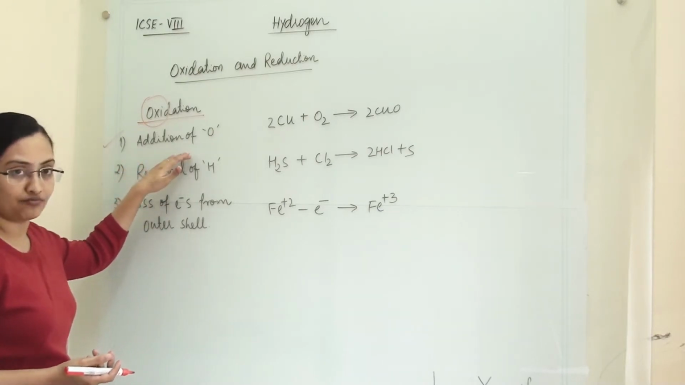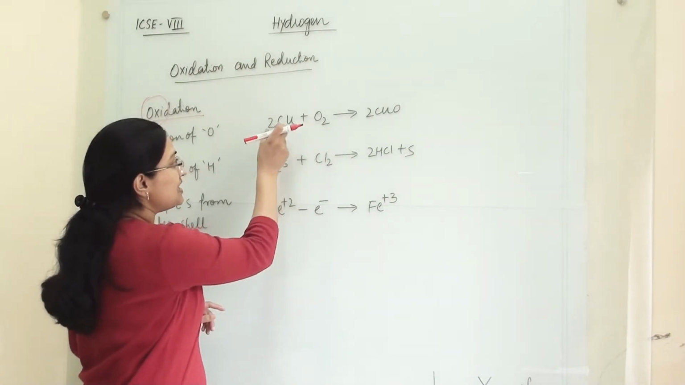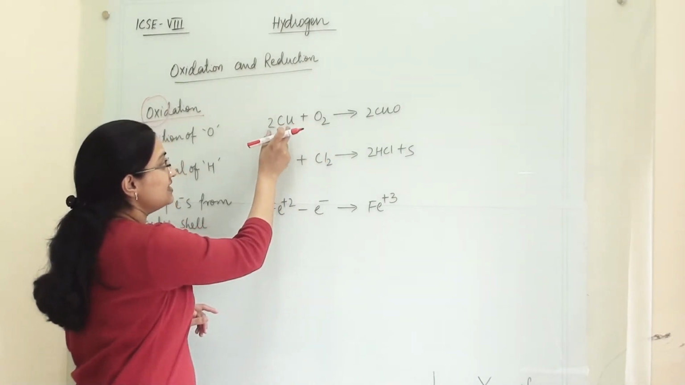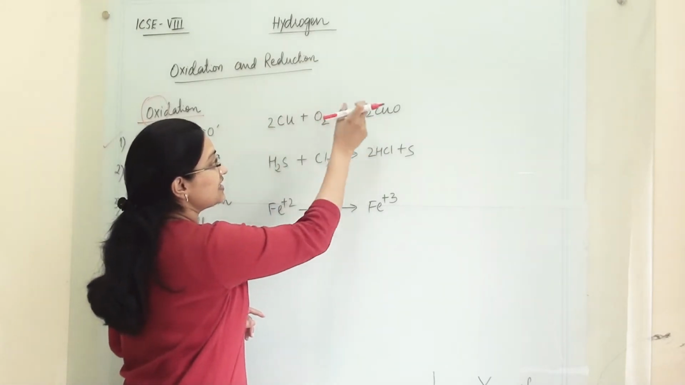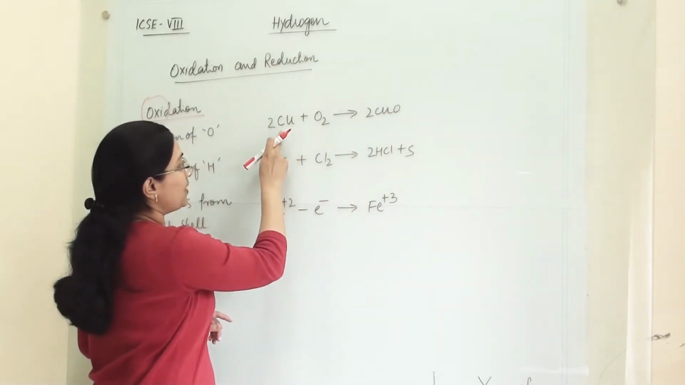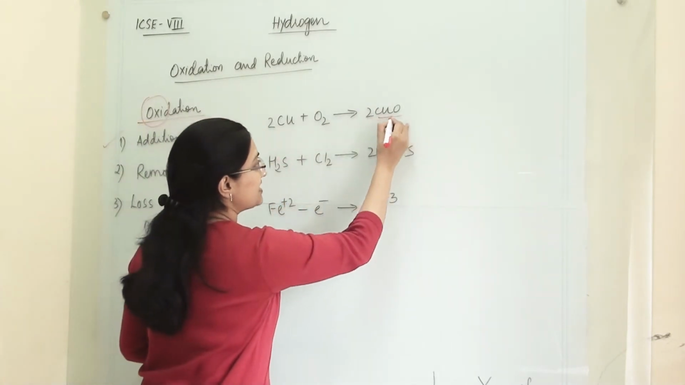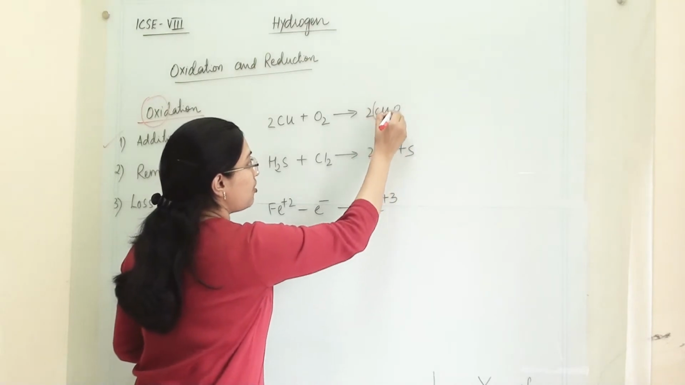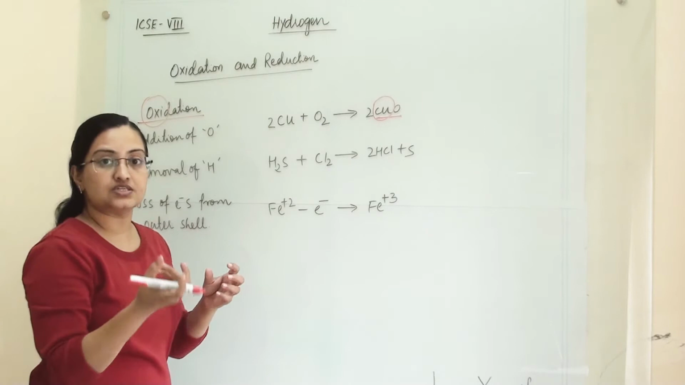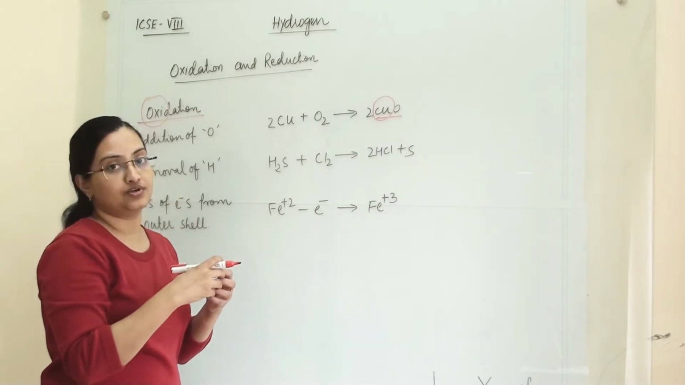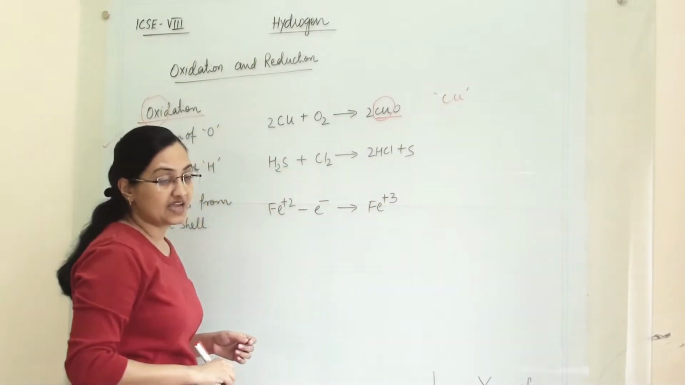First, addition of oxygen. When oxygen is added to any atom, then this atom is said to be getting oxidized. So when copper is reacting with oxygen, the oxygen is attached to copper now. So this copper is being oxidized in this reaction because oxygen is attaching to copper.